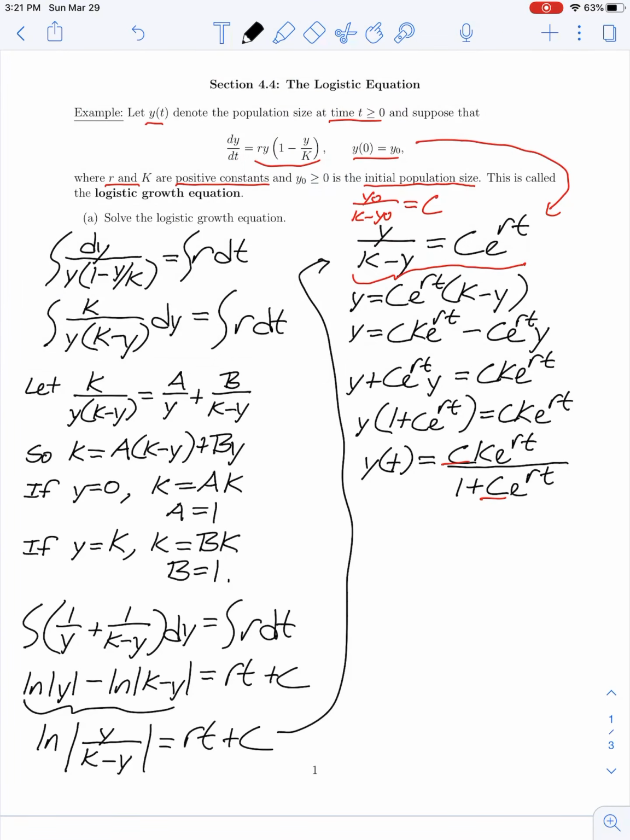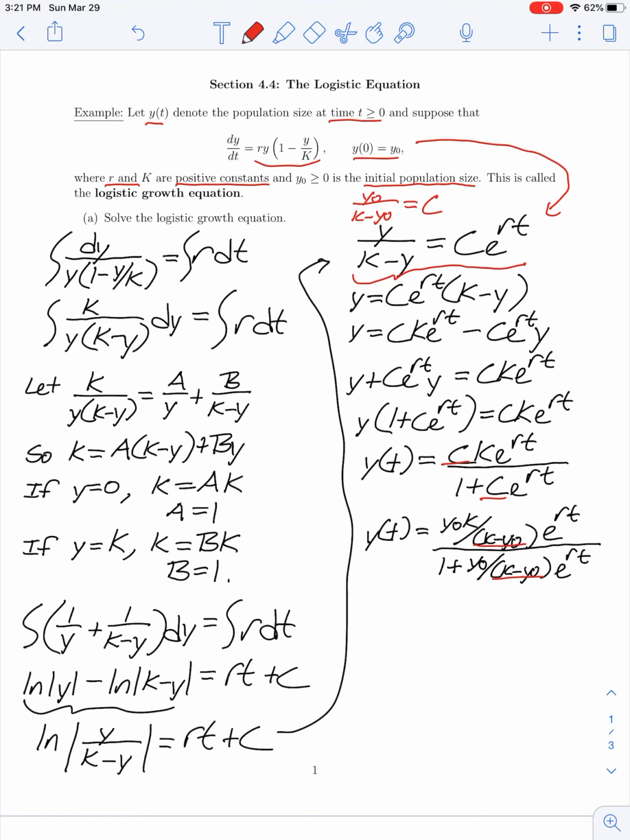So let's take that constant c and substitute it into our general solution that we found below. So that would leave us with y of t is equal to y naught times k over k minus y naught, all times e to the rt power, all over 1 plus c, which was y naught divided by k minus y naught times e to the rt power.